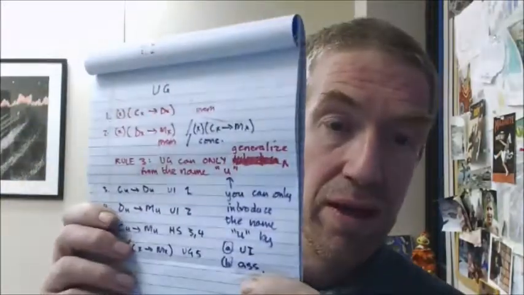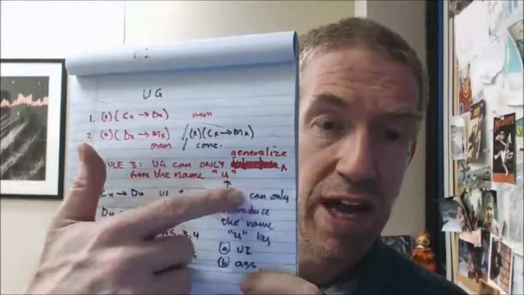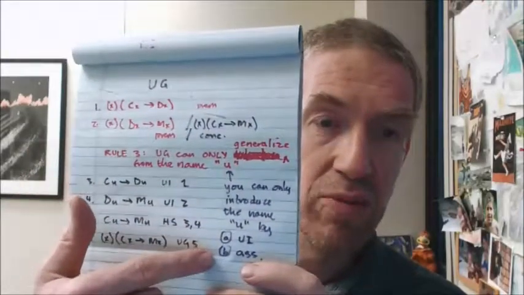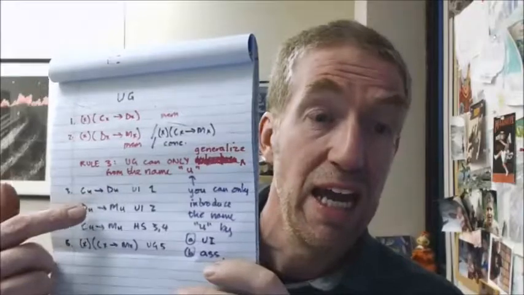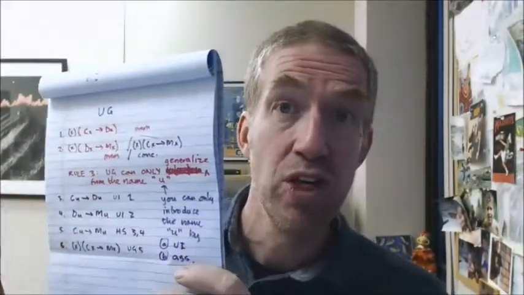So there needs to be another rule here, which is you can only introduce the name U by either universal instantiation or assumption. Remember assumptions? If you're doing a conditional proof or a reductio ad absurdum. So, you can only introduce the name U by universal instantiation or by assumption. Either of those ways allows U to stand in for anything in the universe.